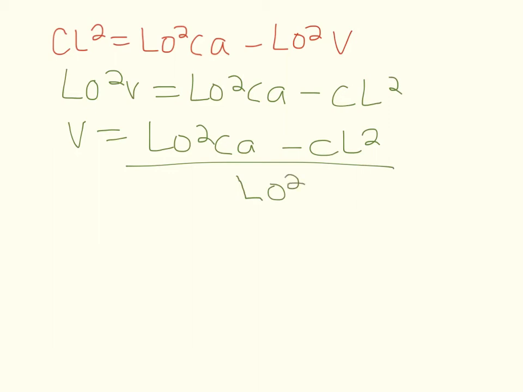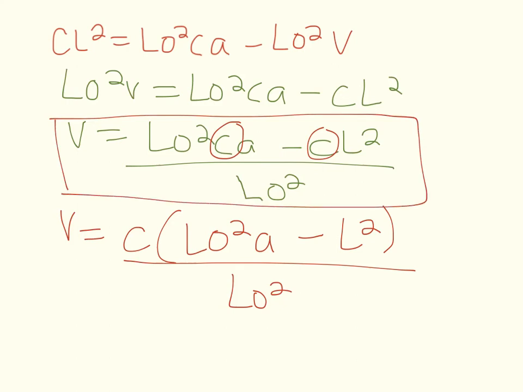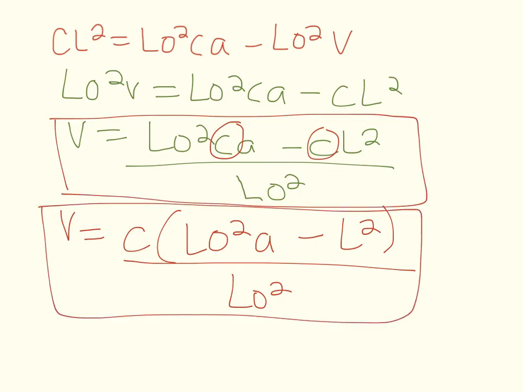over L naught squared. Now, I would be fine with this as an answer, in terms of a simplification. However, we can take it one step further, as we have c as a common factor on our numerator. So we could actually pull c out if we wanted to, and then in brackets have L naught squared a minus L squared, all over L naught squared. So either one of these answers I would accept as your final.